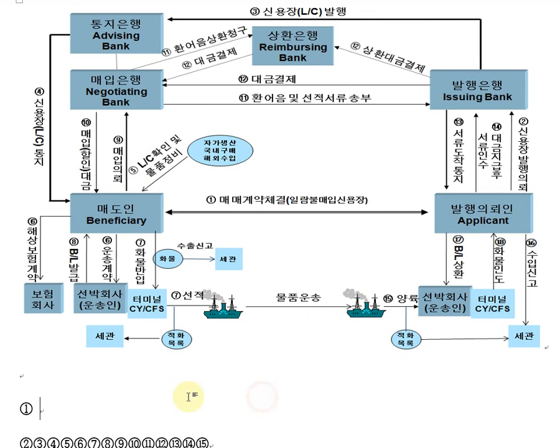Okay, now number one is make a contract between two parties, seller and buyer, right? But they have to decide what? They have to decide how payment.